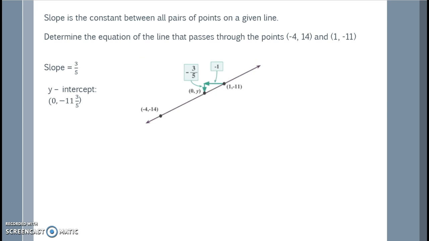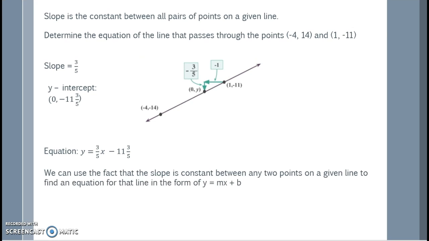So to get there, I would start at -11 and I would go back 1 unit to get from the x value of 1 to 0, and I would have to fall 3/5 of a unit to get to 0. Therefore, my y-intercept is (0, -11 and 3/5). The equation of this line is y equals 3/5 x minus 11 and 3/5.